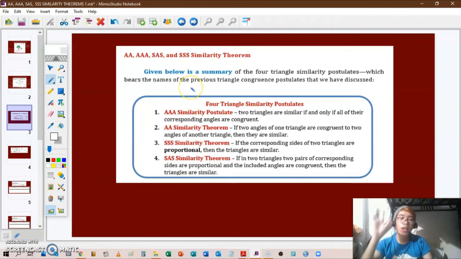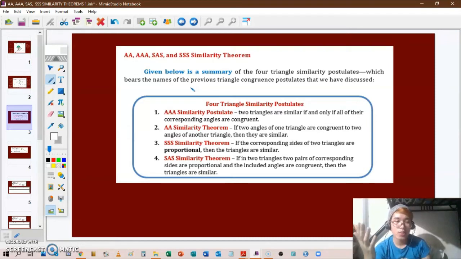So that means if the 3 corresponding angles of one triangle are congruent to the 3 corresponding angles of another triangle, then the 2 triangles are similar using the AAA Similarity Postulate. The AA Similarity Theorem states that if only 2 corresponding angles of one triangle are congruent to those of another triangle, then the 2 triangles are similar.